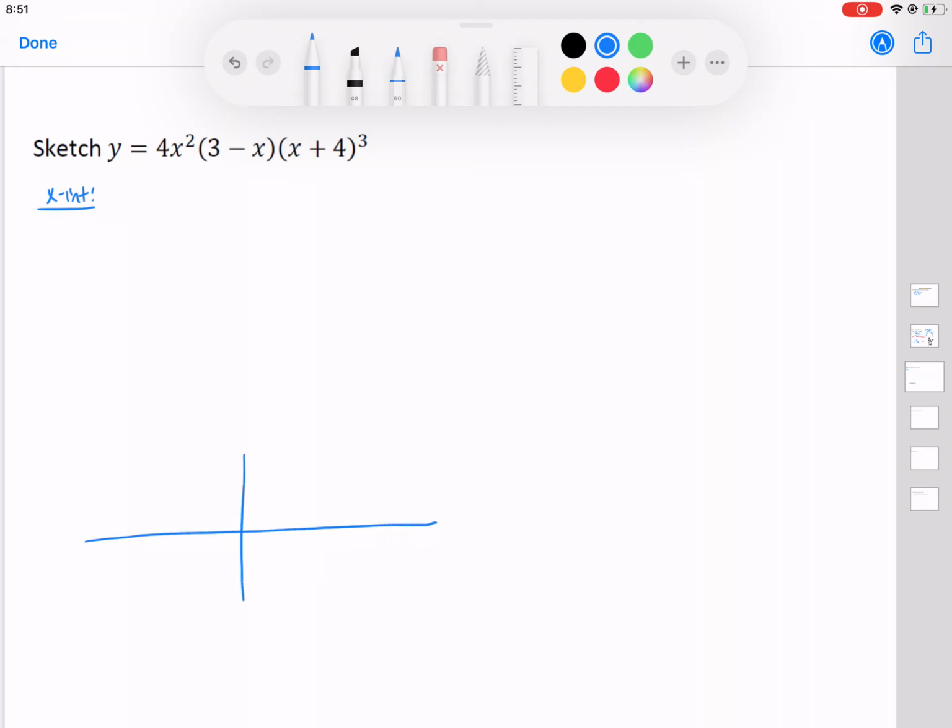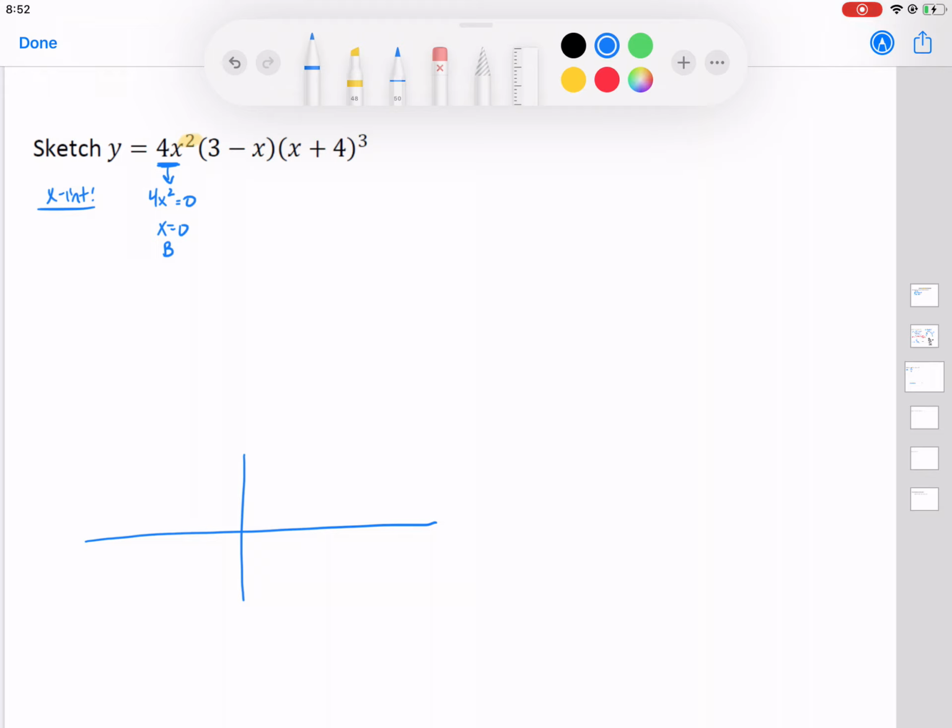So our x-intercepts, we've got this term that has an x, so 4x squared. The only way to make that 0 is if x is actually 0, because 4 times 0 gives you 0. Multiplicity, remember you look at the exponent. So the exponent is 2, so the multiplicity is 2. Therefore, this is going to bounce or touch.